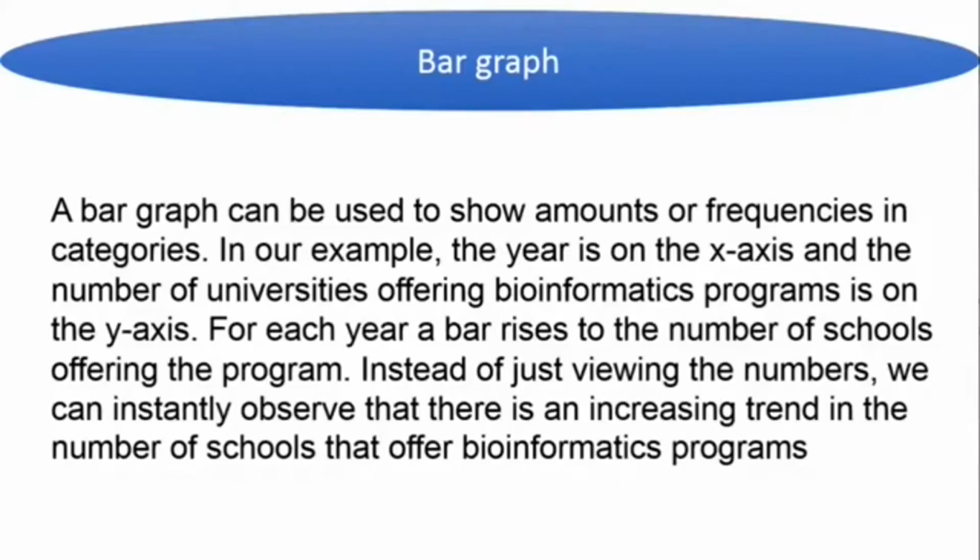The first way to analyze and represent this kind of data can be a bar graph. A bar graph can be used to show the amount or frequency in categories. So you have categorical data and you need to make a graph, you can use a bar graph. In our example, the year will be on the x-axis and the number of universities offering a bioinformatics program will be on the y-axis. For each year, a bar rises to the number of schools offering the programs. Instead of just viewing the numbers, we can instantly observe that there is an increasing trend in the number of schools that offer bioinformatics programs.